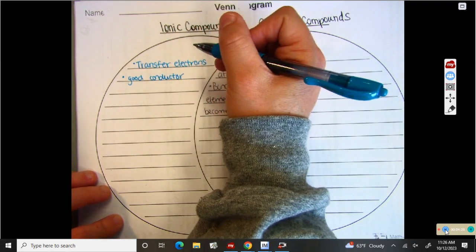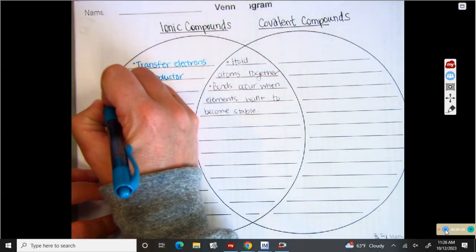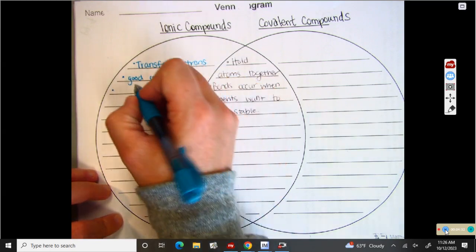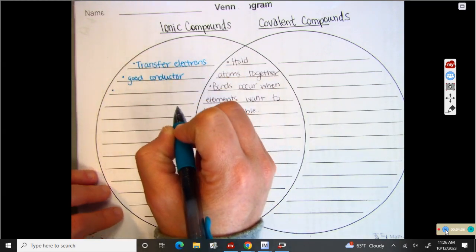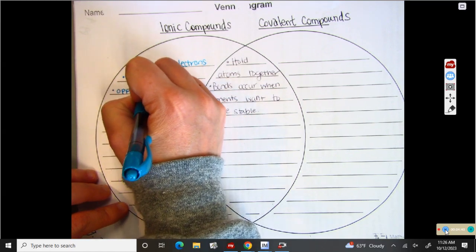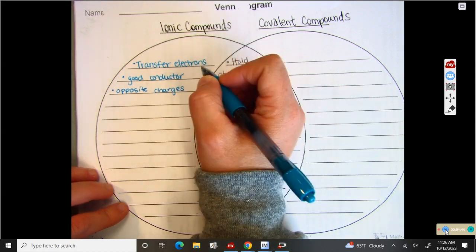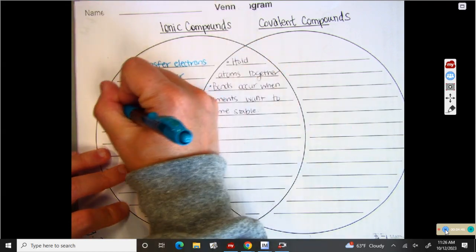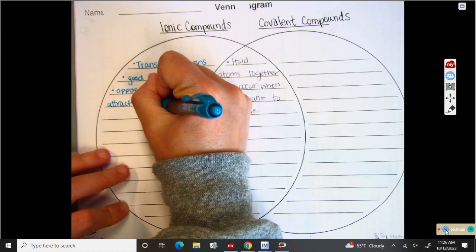Salt is sodium, which is a metal, and chlorine. We know sodium is a good conductor. So they're formed by metals who have a positive charge and nonmetals who have a negative charge. So opposite charges attract to form the bond.